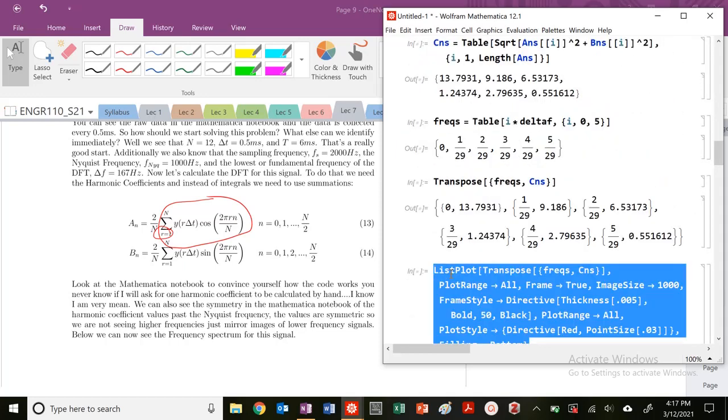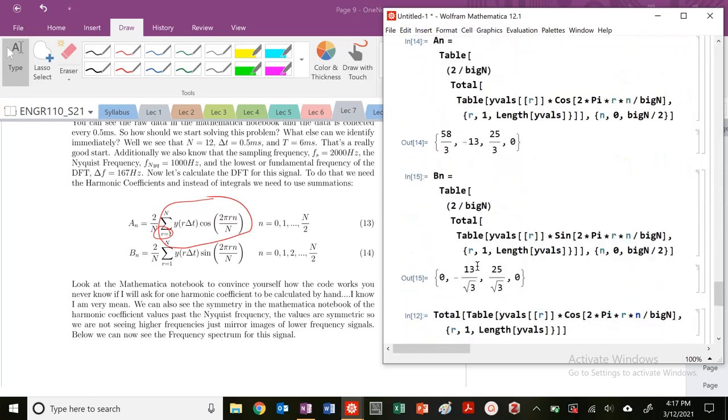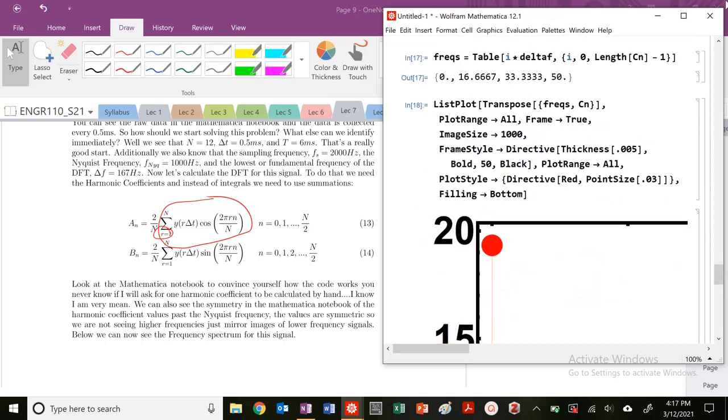Now I can transpose those, and I'm going to steal the plot code again. It's not stealing because we wrote that code ourselves. That is our copyright. Just kidding. Not really kidding. We did a lot of work to get those.